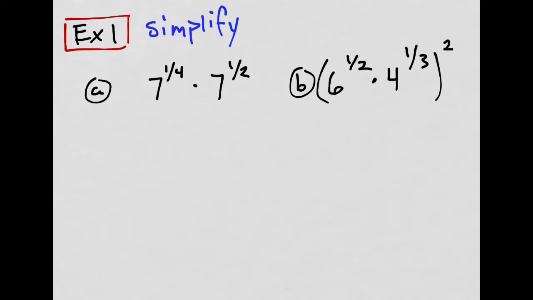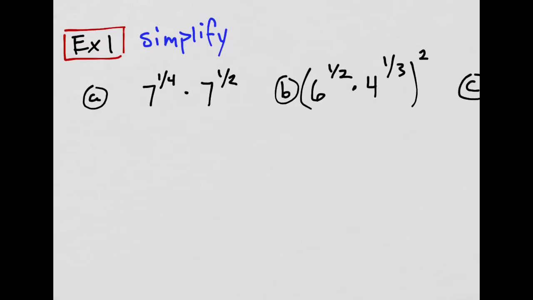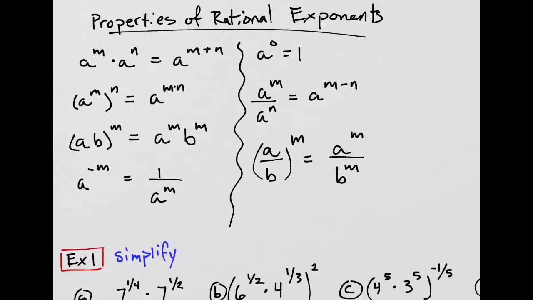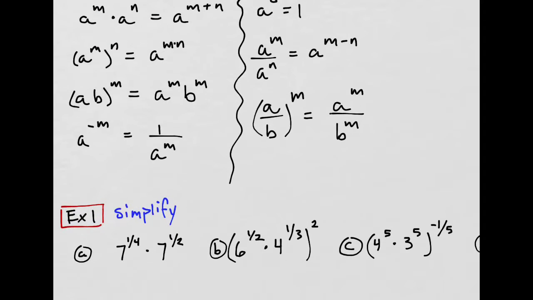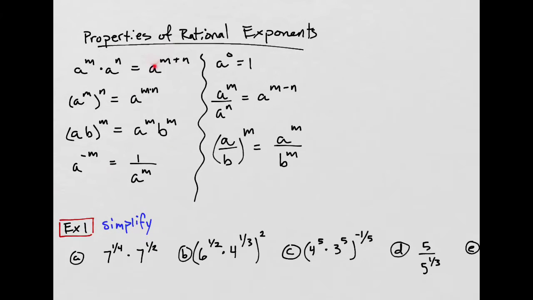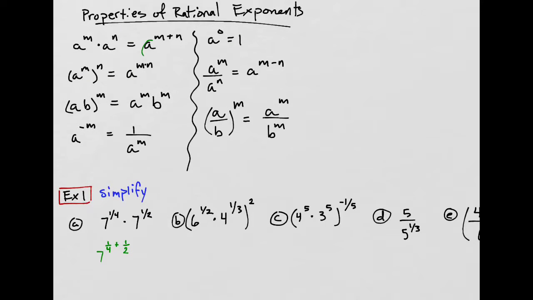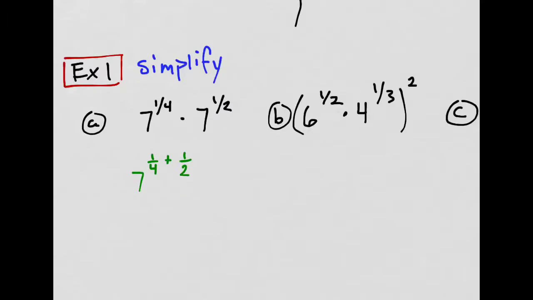So, example 1, we're going to simply figure out what rules we're allowed to use. This one, it says to simplify, and I'm going to use this rule. Why am I going to use the rule? Because I have the same base here, the same base. So I'll just add the exponents. So I have to get a common denominator. So here I'm going to have, let's do it in green, 7 to the 1/4 plus 1/2. Remember, I write the base once and I add the exponents.